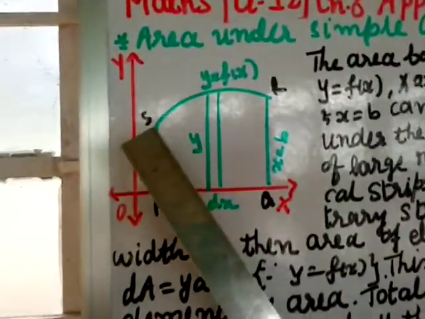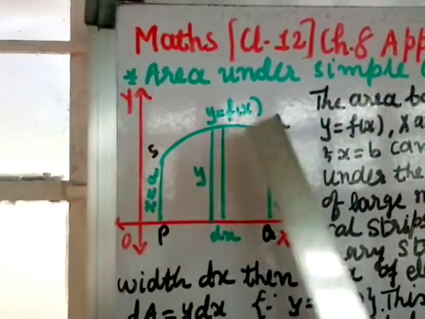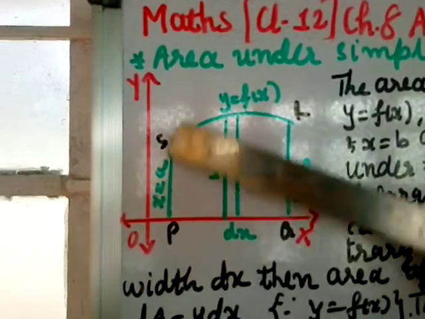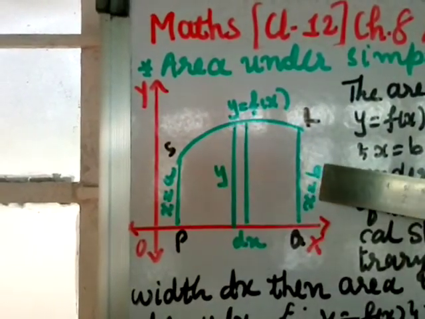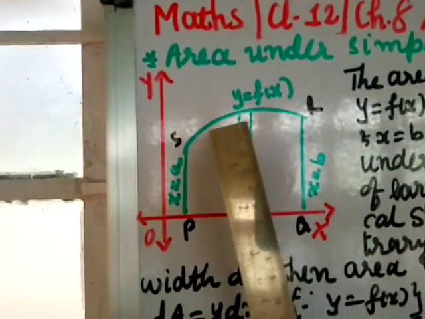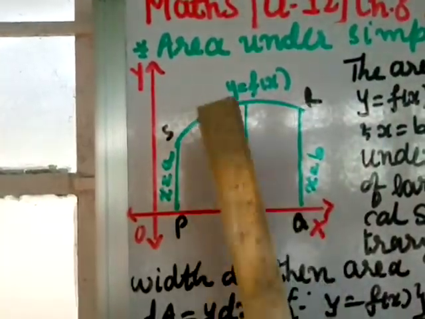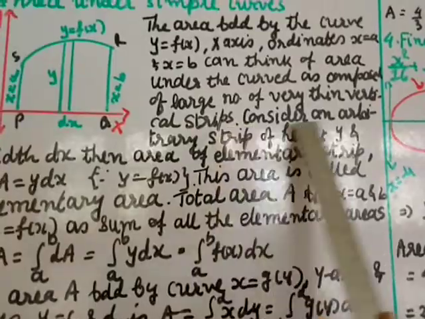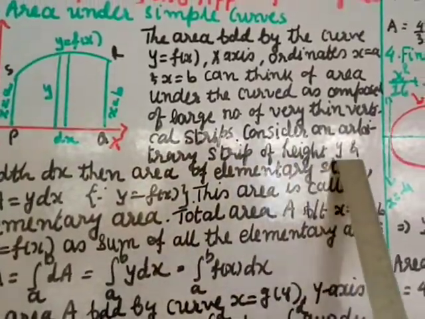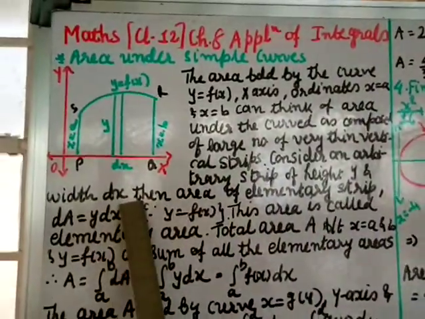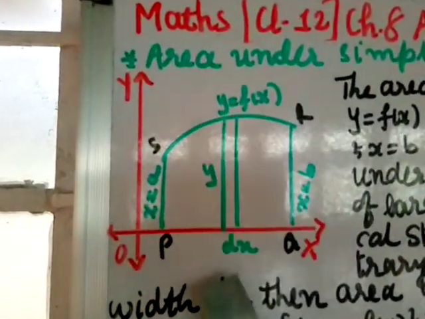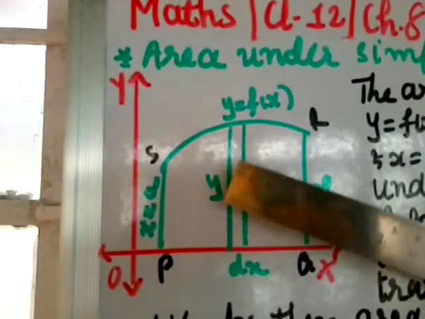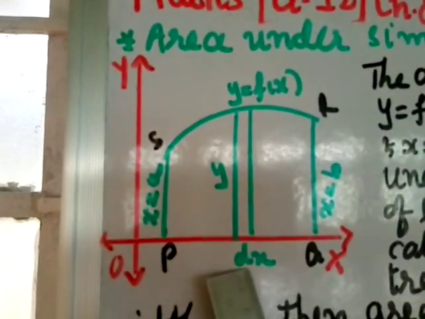So this is the figure. You can see this is the curve y equals f(x). This is the x-axis. These are the ordinates x equals a, x equals b. So this area we can consider is made up of a large number of vertical strips. Consider an arbitrary strip of height y and width dx. Now we consider one strip whose height is y and width is dx.